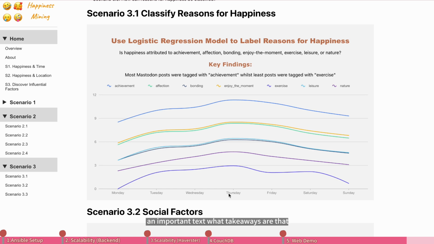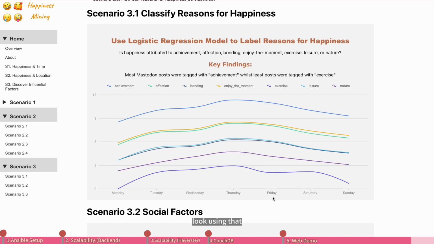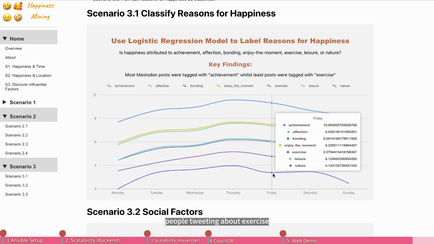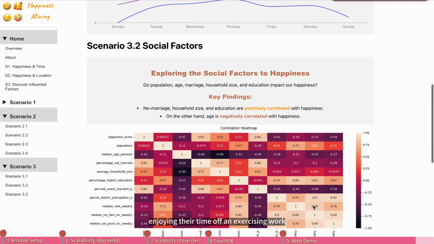An important takeaway is that the change in the graph doesn't necessarily indicate that people are doing a specific thing more, but more that they're just tweeting more at that specific time. Say on a Thursday, more people seem to be tweeting about nature here, but that's more just because more people are tweeting on a Thursday. Using that, we can understand that on Fridays, we see a dip in people tweeting about exercise, and then it being more than expected on a Saturday. That would be because on Fridays, fewer people are going out and exercising, and on Saturdays, they're probably enjoying their time off and exercising more.